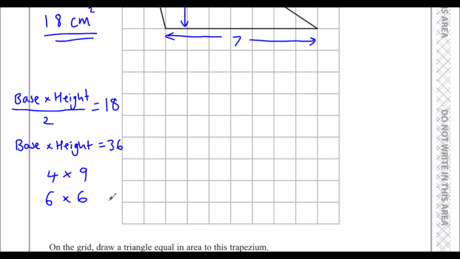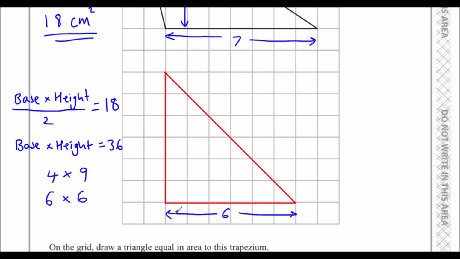So I can draw a triangle with a base of either 4, 9 or 6. I'll do 6 by 6. So it's going to have a base of 6 and a height of 6. It doesn't matter if you do a right angle triangle or an isosceles triangle or a scalene triangle. It doesn't make a difference as long as it's got a base of 6 and a height of 6 or 4 and 9. So I've got 1, 2, 3, 4, 5, 6 along the base and 1, 2, 3, 4, 5, 6 as the height.